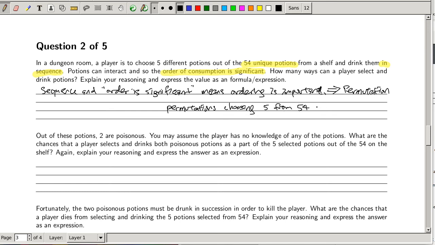If this is not clear enough, you can always make it super clear. Basically it is P(54, 5), which is the same thing as 54 factorial divided by, let me think about this, okay, I got it, 54 minus 5, and then that whole thing factorial. So that answers the first part.